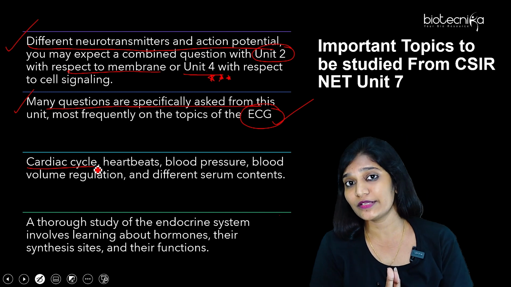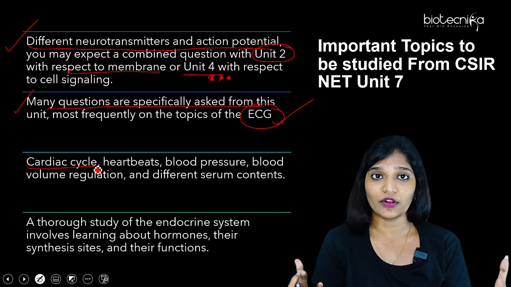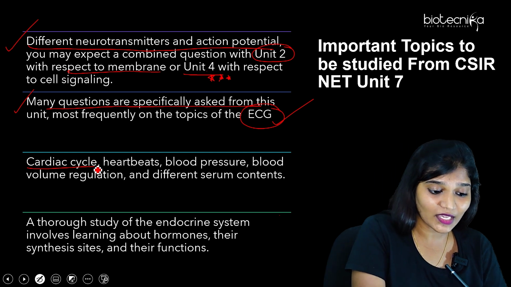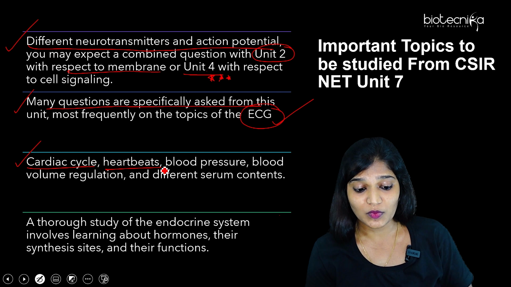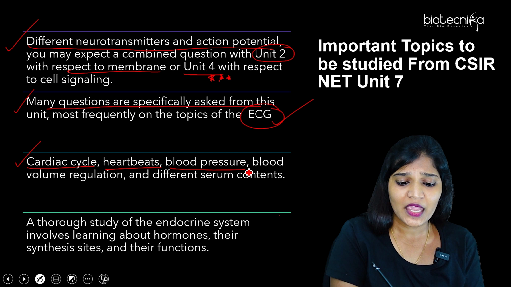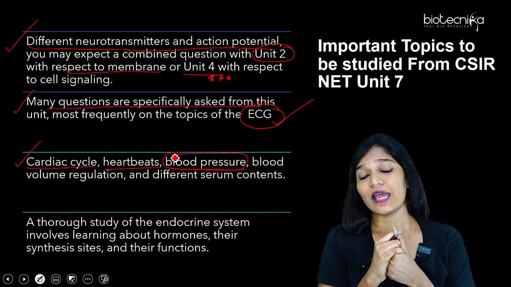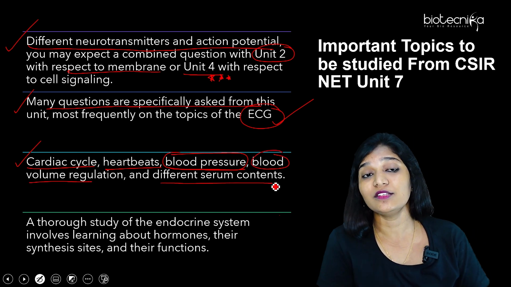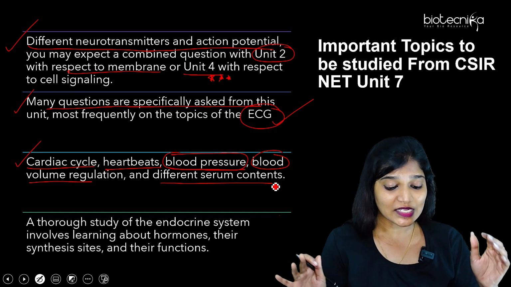So how does the heart actually undergo the process of contraction and relaxation, whether it's auricles or ventricles? How many seconds does it take for one heartbeat? We'll be talking in detail. That's a very important one. The next one is going to be heartbeat. We'll be studying about heartbeat, which is tachycardia, bradycardia, everything, and blood pressure. So we'll be talking about hypertension and everything in detail, and blood volume regulation, yes, and different serum contents. So these are some of the important topics that you have to take into consideration.